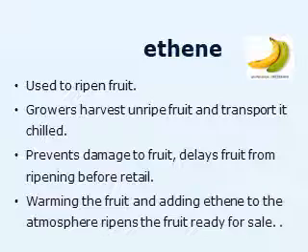Ethene helps prevent damage to the fruit. It delays the fruit from ripening before retail. And when you think today many of the products we have are global, we need to have developed a process to help maintain them in a good quality condition before they reach the retailer. Warming the fruit and adding ethene to the atmosphere ripens the fruit ready for sale.